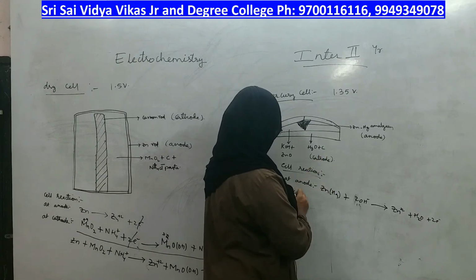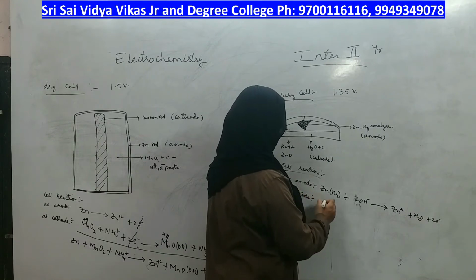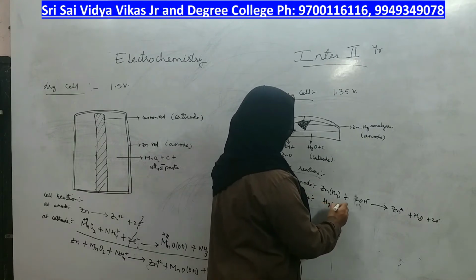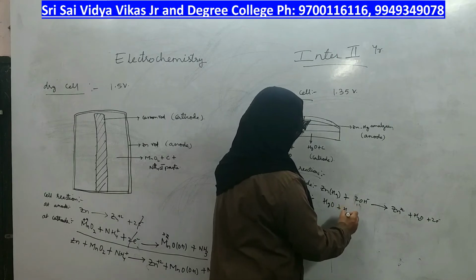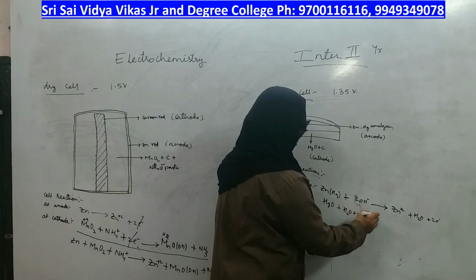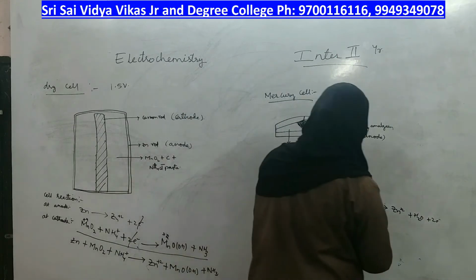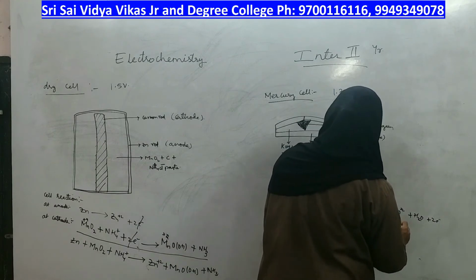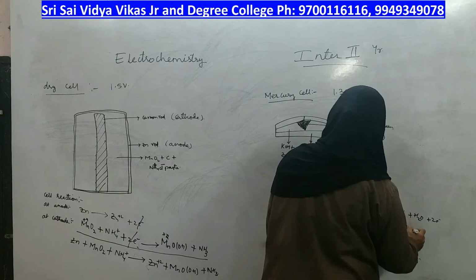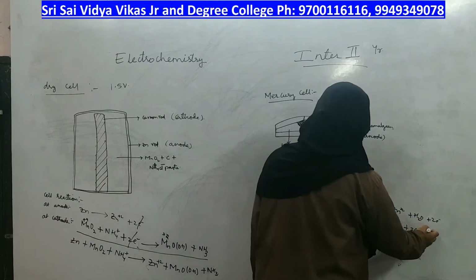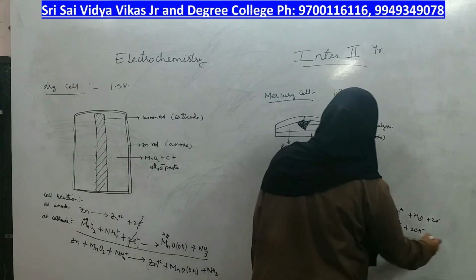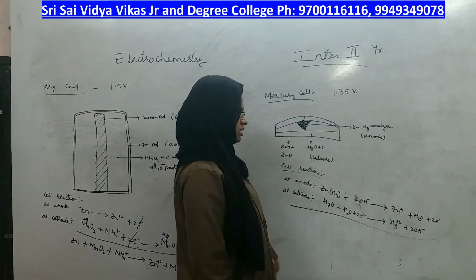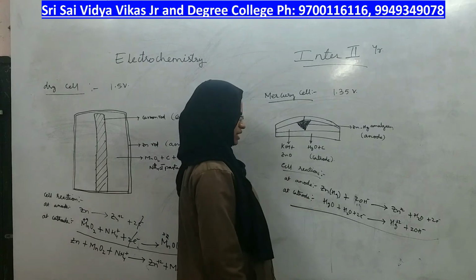At cathode, let us write the reaction. Who is the cathode here? Mercuric oxide. Mercuric oxide takes water and 2 electrons to become mercury plus 2 OH minus ions, right? So this is the reaction at anode and the reaction at cathode.